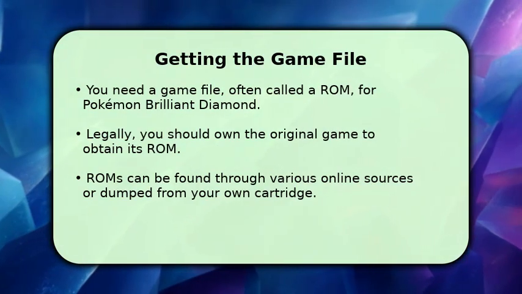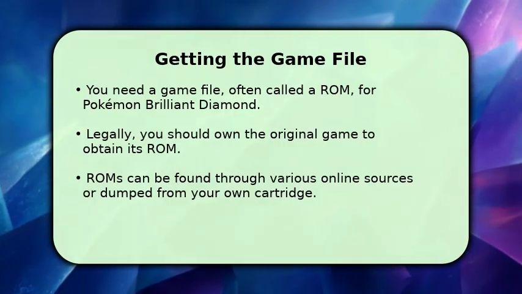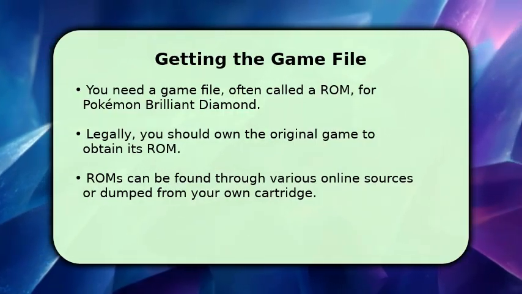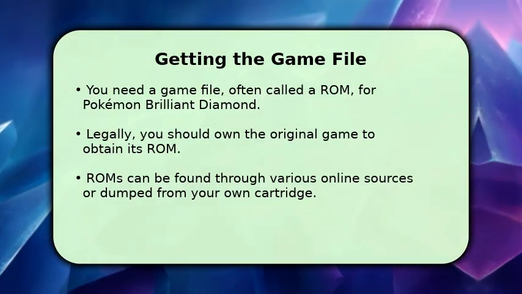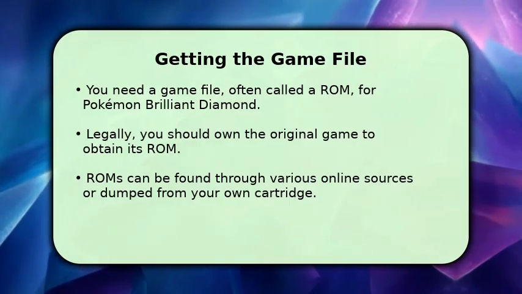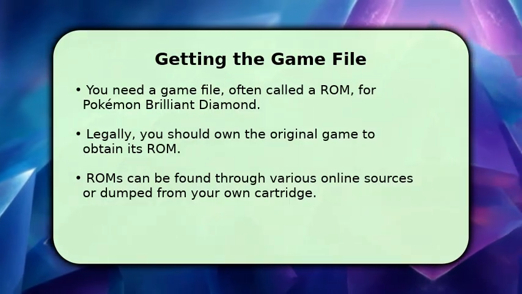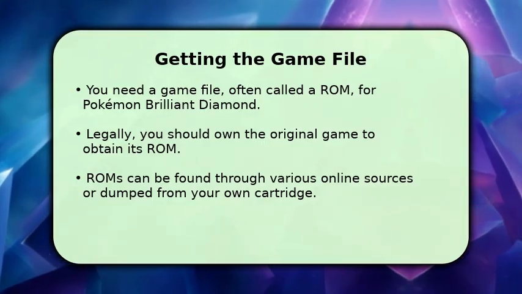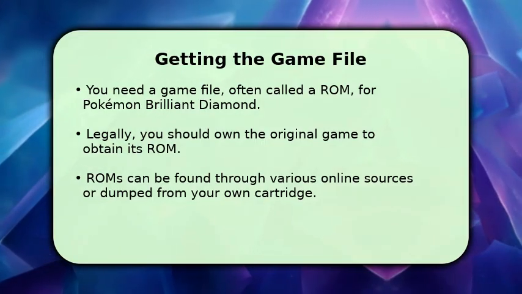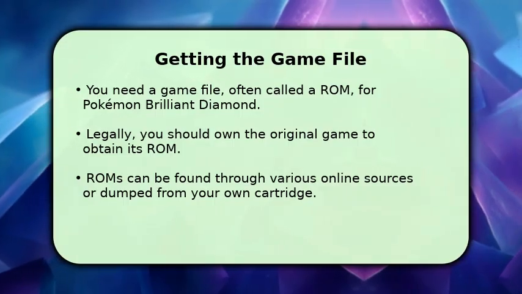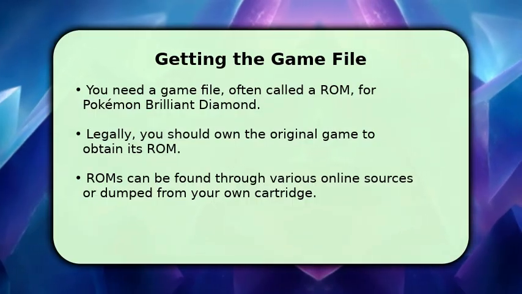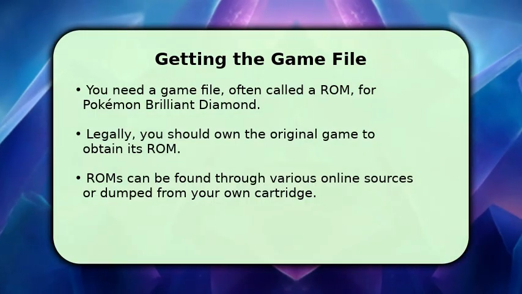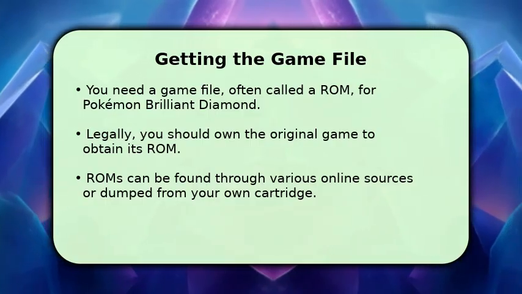Next, you will need the game file itself, commonly known as a ROM. For legal and ethical reasons, it is recommended that you already own a physical copy of Pokémon Brilliant Diamond before acquiring its ROM. These files can sometimes be found online, but exercise extreme caution to avoid malware or illegal downloads. Alternatively, advanced users can dump the game file directly from their own Nintendo Switch game cartridge, ensuring a legitimate source.